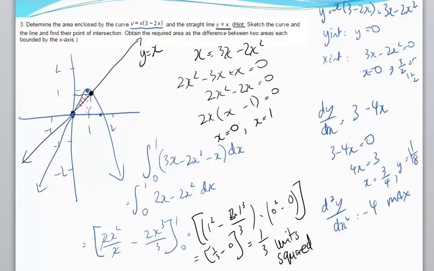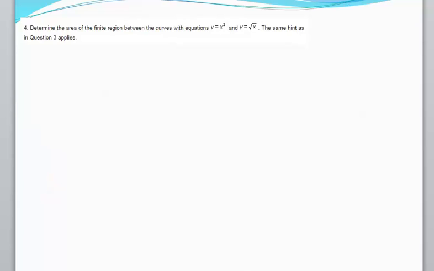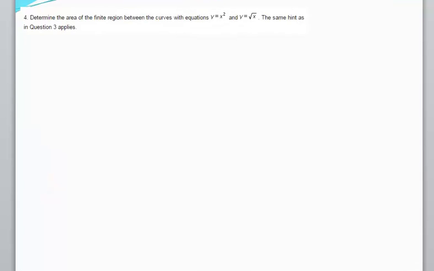So we'll move on now to number 4. So here we want to determine the area of the finite region between the curves y is equal to x squared and y is equal to the square root of x.